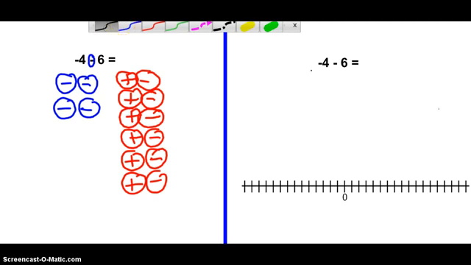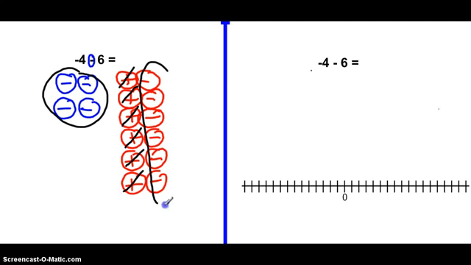Now that the problem's set up, now I can do the math. So I got negative 4, subtract positive 6. So there's positive 1, positive 2, positive 3, positive 4, positive 5, positive 6. So now I look at what's left. I have all that. That is negative 10. That's the final answer.